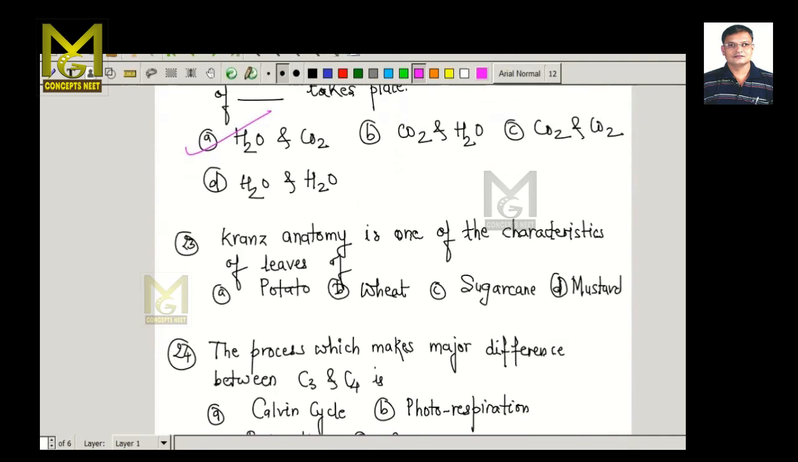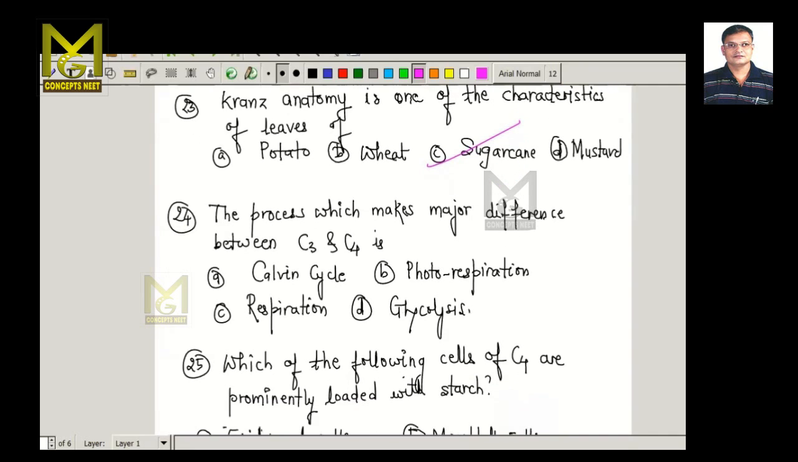Kranz anatomy is a characteristic feature of the leaves of... So Kranz anatomy refers to C4 plants, and these C4 plants are found in the tropical regions where there are high temperatures. The best example in this case is sugarcane. So out of the given options, the correct option is option C.